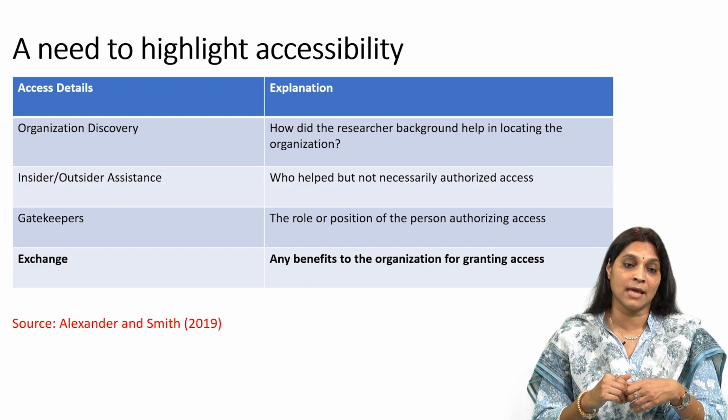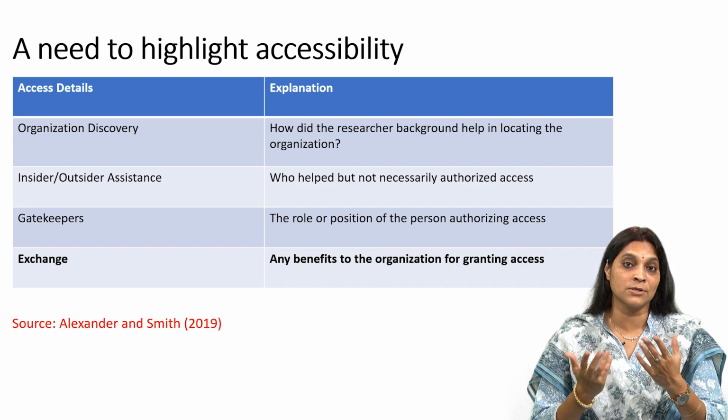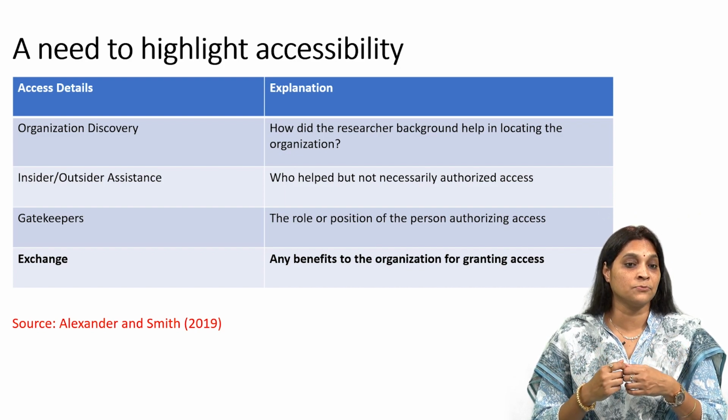Then the next is gatekeepers, the role or the position of the person who is authorizing access. And the last is very important, because it talks about a potential conflict of interest that you may have in the decision about your sample or your organization for your study, and that is called exchange. What are the benefits to the organization who is granting you access?